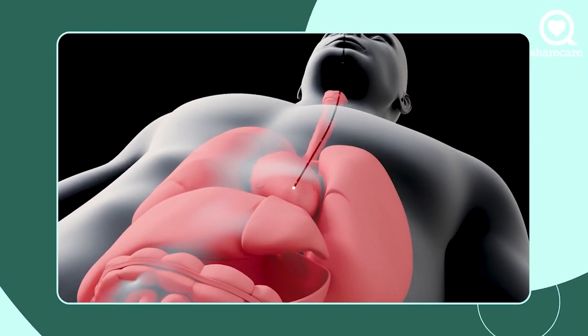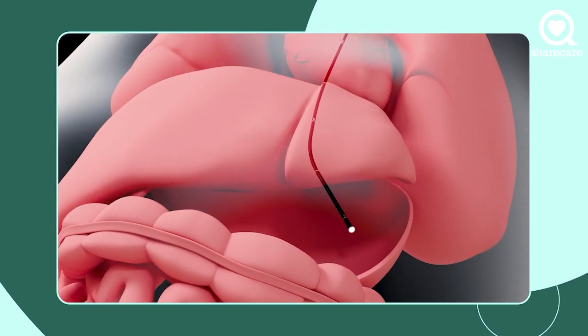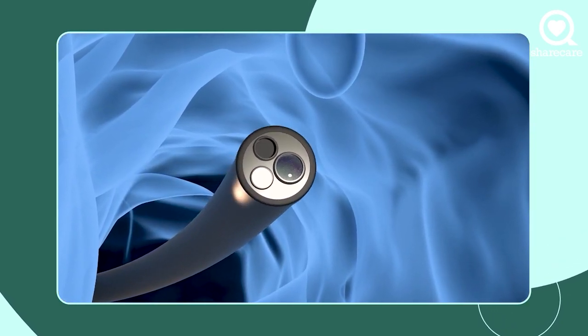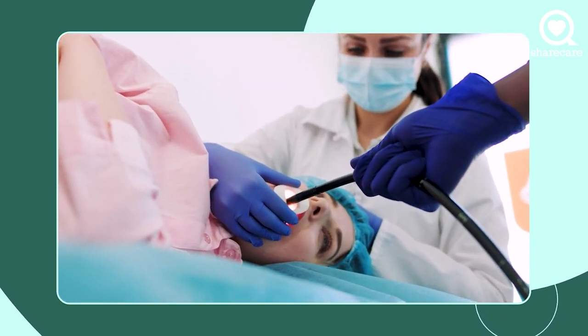People get an endoscopy, which is a look at the stomach and small intestine with a tiny camera that's placed through the mouth. When you're going through the mouth, you have to be sedated because you're stimulating the gag reflex.